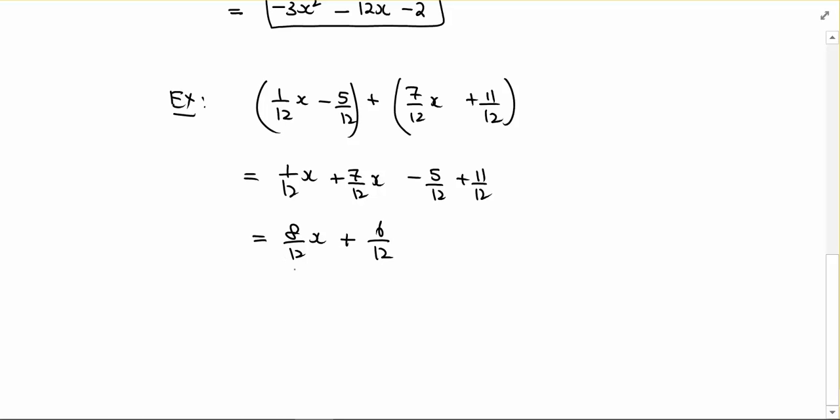Don't leave your answer like this, always reduce fractions as much as possible. So over here I can reduce this by 4 and get 2/3, and over here I can reduce this by 6 and get 1/2, and there is your final answer. That's it.